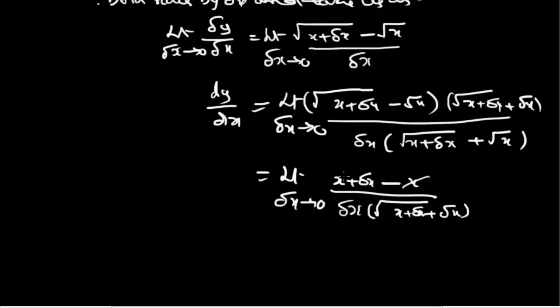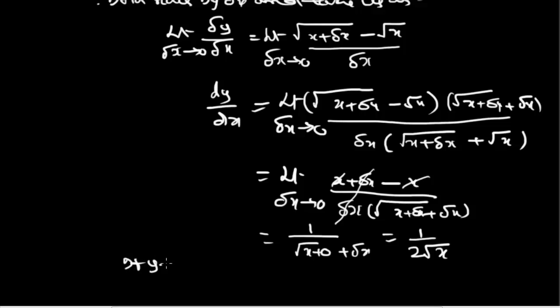Here x and minus x cancel. This delta x and delta x cancel. Now in the remaining thing, put delta x equal to 0. 1 by root of x plus 0 plus root x, which is nothing but 1 by 2 root of x. So conclude it: if y is equal to root x, dy by dx is equal to 1 by 2 root of x.